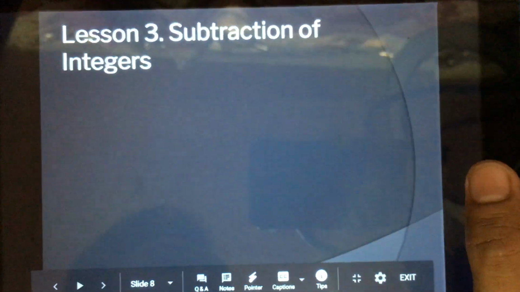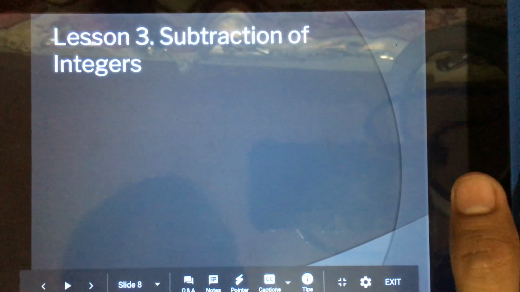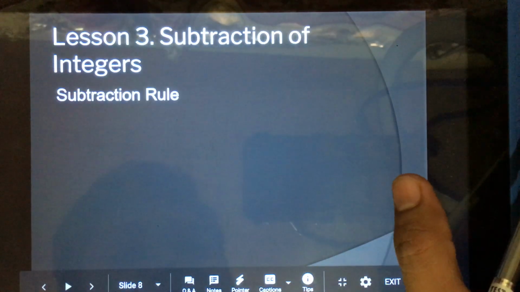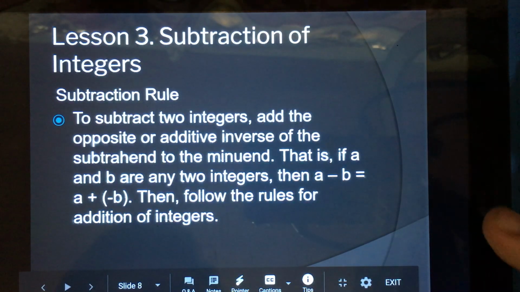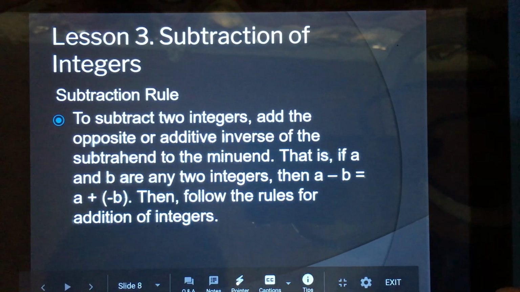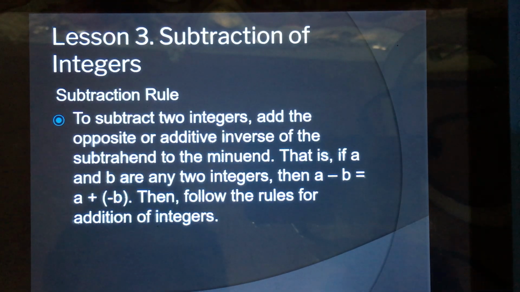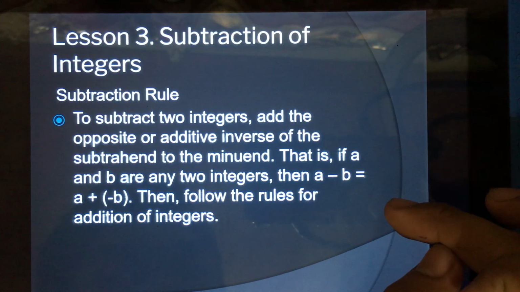So let's proceed now to lesson number 3, the subtraction of integers. Now, the subtraction rule. To subtract two integers, add the opposite or additive inverse of the subtrahend to the minuend. That is, if a and b are any two integers, then a minus b is equal to a plus negative b. Then follow the rules for addition of integers. How do we do that one? So, let's have an example.